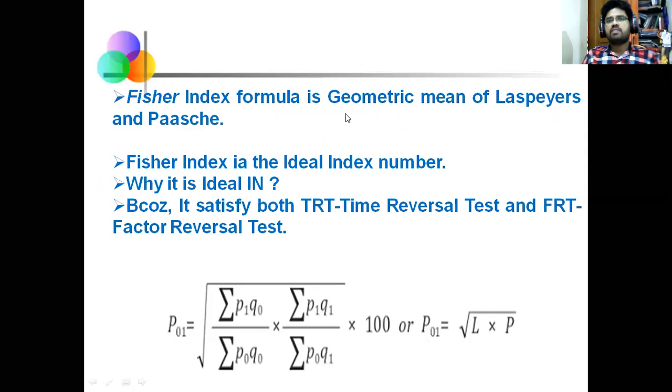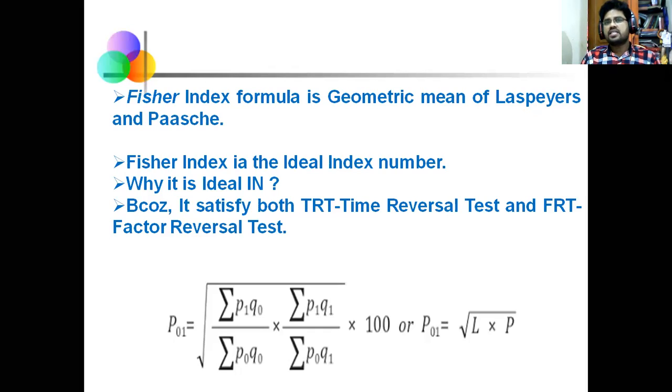So the Fisher index formula is the geometric mean of Laspeyres and Paasche. When you take into account the formulas with regard to the Fisher index number, the Fisher index is the geometric mean of Laspeyres and Paasche. This is very important, and it will come in other examinations also. They will ask simply that the Fisher index is the geometric mean of the Laspeyres and Paasche index numbers. Okay. Then the next one is very important.